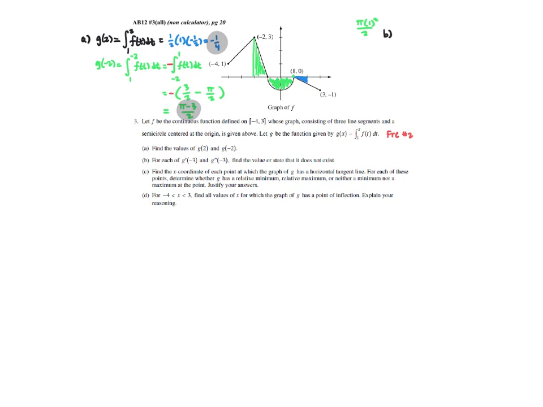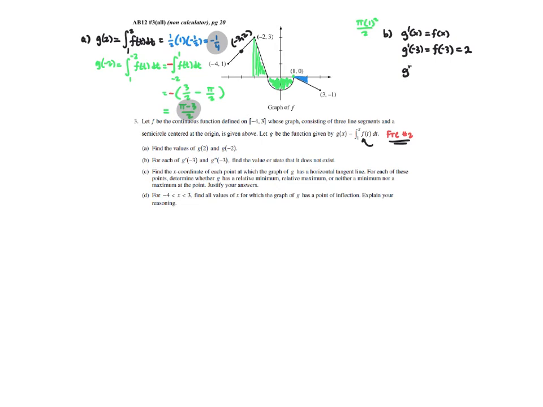Part B says for each, g prime at negative 3 and g double prime at negative 3, find the value or state that it does not exist. Okay, so first I got to find g prime. Well, g prime of x using FTC part 2 is going to equal f of x. So g prime at negative 3 is going to equal the output of f at negative 3. Let's take a look and see what that'll be. F at negative 3, based on this linear function here, looks like it will be 2. So g prime at negative 3 is a positive 2.